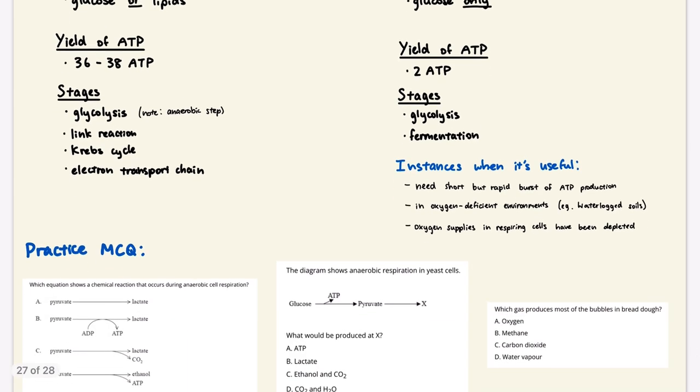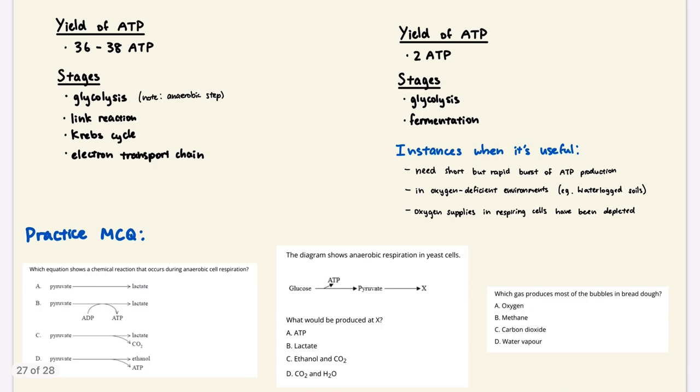Aerobic respiration is involved in the following stages: glycolysis, the link reaction, the Krebs cycle, and the electron transport chain. It's worth noting that glycolysis is an anaerobic step technically, but it's still involved here. As for anaerobic respiration, it's involved in glycolysis and fermentation.